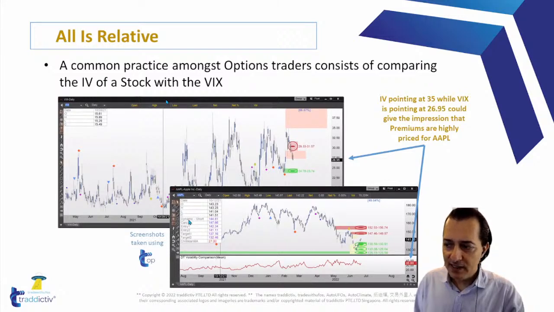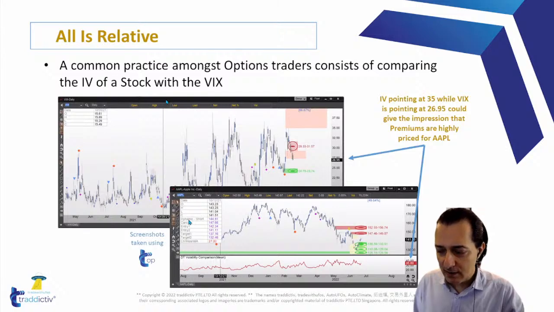So VIX is the implied volatility of the market, which is currently, at that time on the screenshot, trading at 26.95%. Now Apple has a volatility of 35%. That's implied volatility. Many options traders would say, wow, 35 is more than 26, right? That's very expensive options on Apple because it's more than the VIX. But the VIX does not represent Apple.